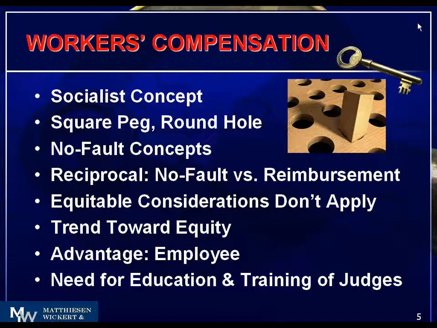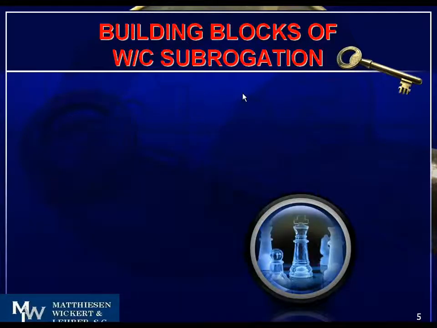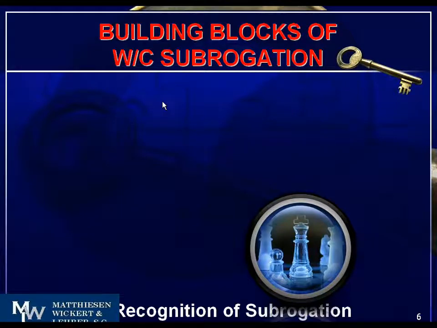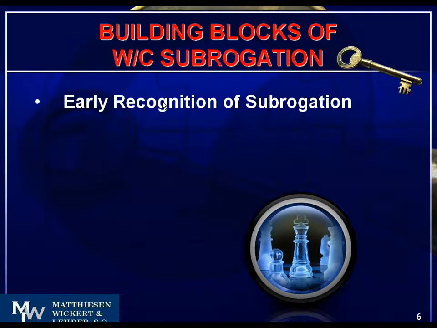Now, going back to the concept of workers' compensation subrogation, we are really going to be looking at the building blocks of workers' compensation subrogation. These are basically three things that you will not be able to get around. All three of these things are necessary in order for you and your company to have the most successful subrogation program with regard to workers' compensation that is possible. There's three things that are necessary. The building blocks are, number one, early recognition of subrogation.